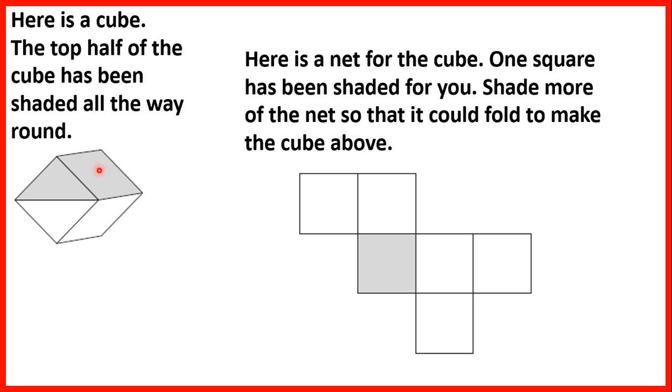That means to shade this face, we can shade this face here on our net, and then we can shade a triangle on this face because that's the triangle at the front. So this edge will fold around to meet this edge, which means we need to shade this part here. And we also need to shade this triangle or this half square here, because this edge will fold to meet this edge, and that will be the face that's round the back.